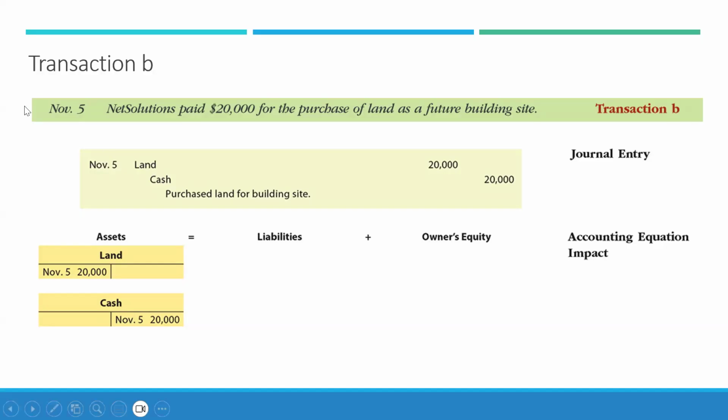This is a journal entry. When we show the date, we show the first debit, land, 20,000. And do you see the debit is always over to the left? The accounts we use to credit, we indent them and we put that over to the right. And we explain we purchased land for the building. And this is showing you the asset land was debited, the asset cash was credited. Does that make sense?